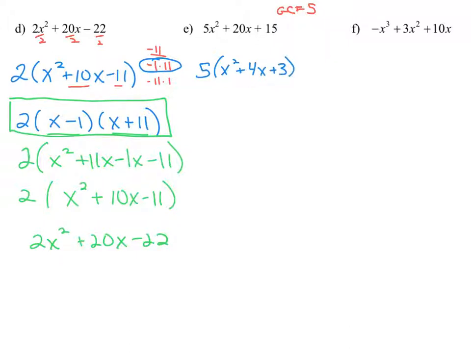Now we look at the trinomial inside the parentheses. The last term is a positive 3, so we list the factors of positive 3: 1 times 3, or negative 1 times negative 3. The pair of factors of positive 3 that will add up to positive 4 are the positive 1 and the positive 3. So in factored form, this polynomial can be written as 5 times the quantity x plus 1 times the quantity x plus 3.